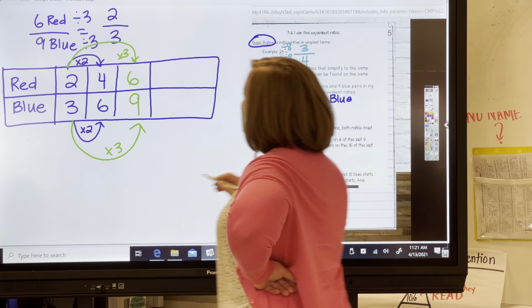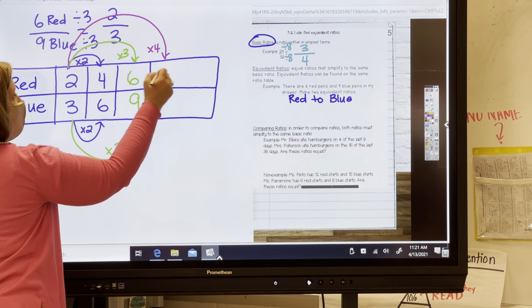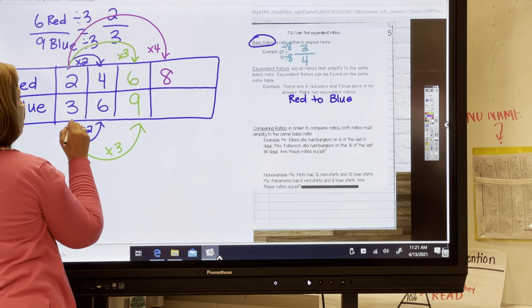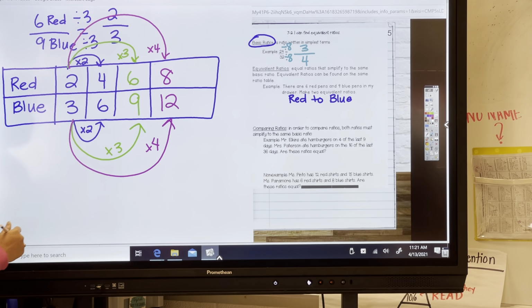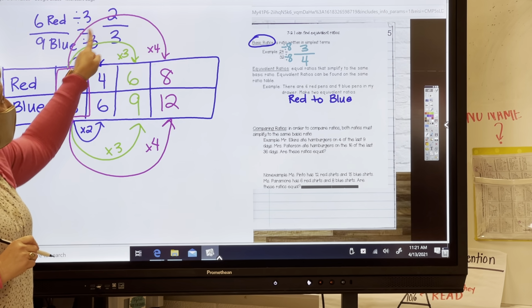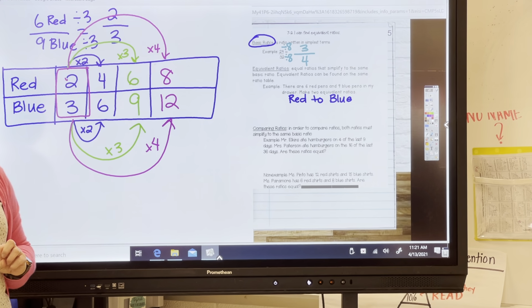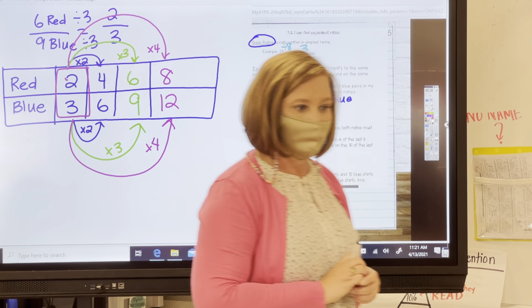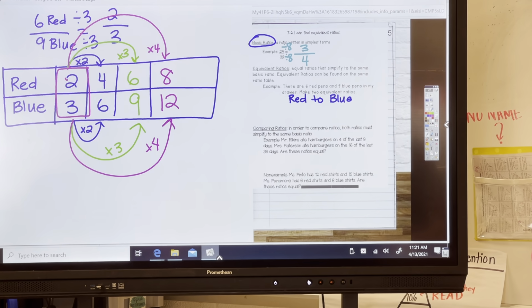What about 2 times 4? 3, 4, 6, 8, 10, 8. 3 times 4 is 12. Could we keep going? Yes. But we're taking the first ratio right here, and you can see by my colors that we're multiplying by something different each time. Do you see that? You should have had room to write it right here. But that's okay. It's fine.